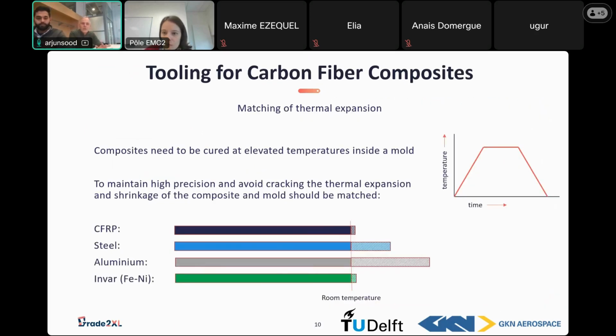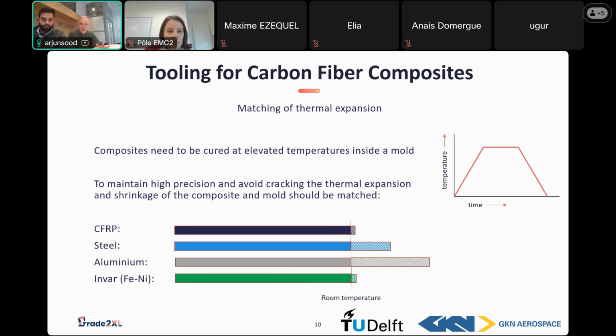Yes, and the challenge is why we are using iron nickel alloys, because that's a really special one. We need to match the thermal expansion coefficients, or to be more accurate, the thermal shrinkage after your cure cycle to room temperature when it's still inside the mold. We have to match the carbon fiber part with the mold material.